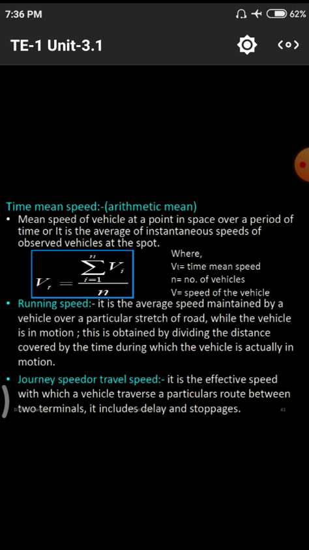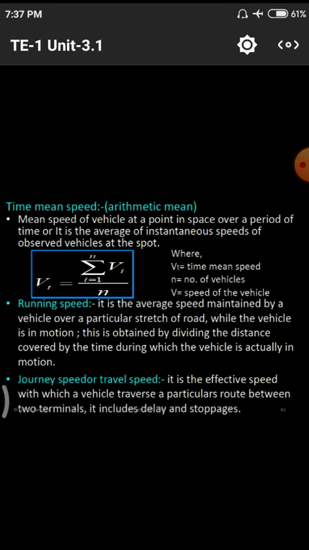It is obtained by dividing the distance covered by the time during which a particular vehicle is actually in motion. That is called the running speed. In a particular length of the curve, how much speed a particular vehicle maintains is called the running speed. The running speed varies from curve to curve. On a road with no curves, the running speed of the vehicle is very high. If there are any curves or any obstruction, the running speed will be low. That is the main theme.